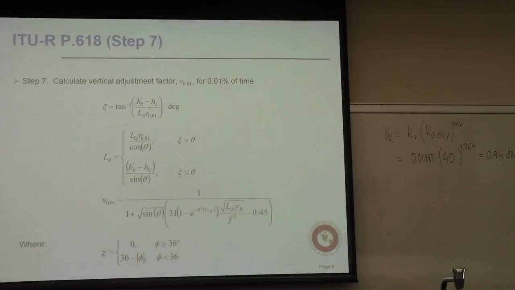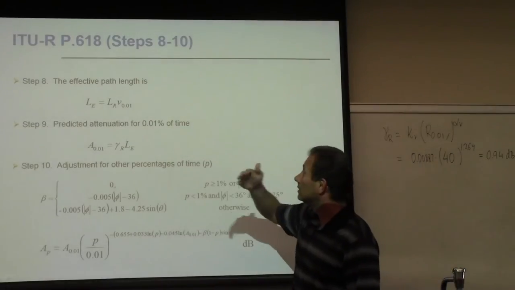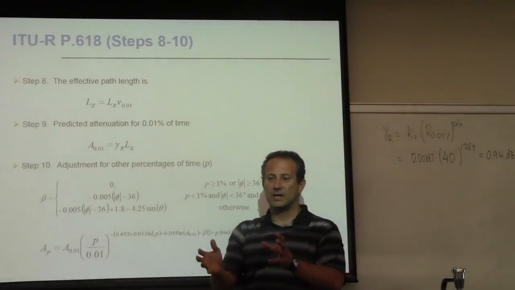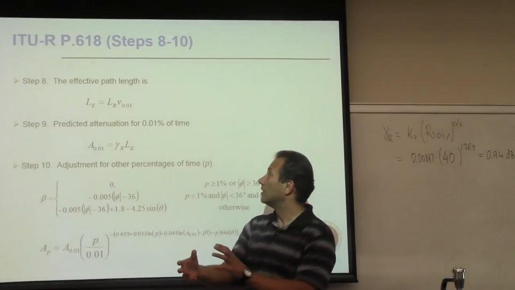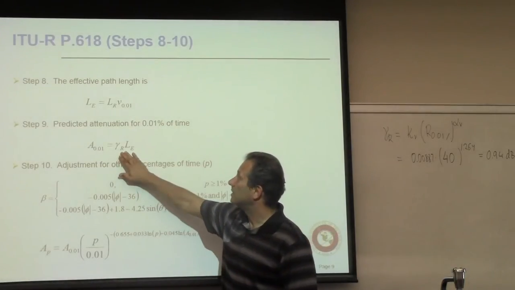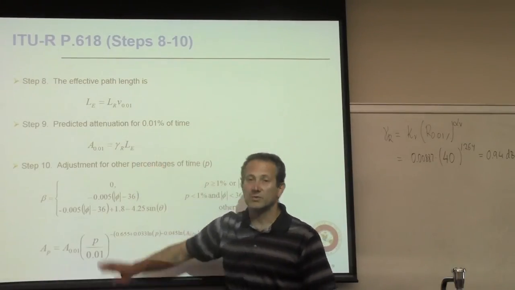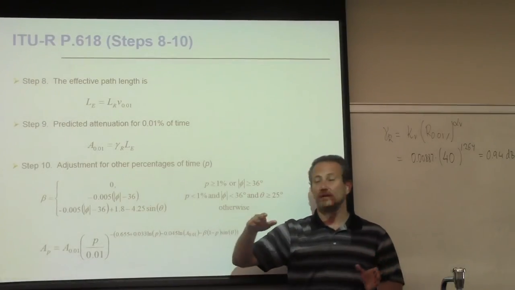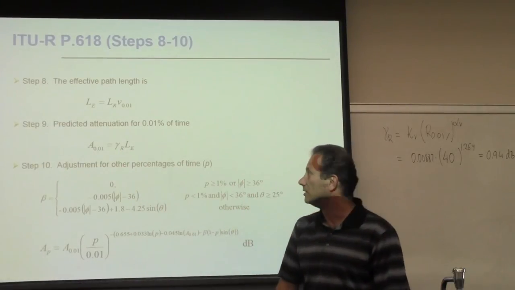And then, in the next step, your effective path is now corrected for the vertical, so you get your effective path. And that's the end of the second part. In the first part, we calculated gamma R, the specific attenuation. Now we have an effective path, and then we predict the attenuation for the 4/9 case, 0.01% of the time, as the product of the two. This is now attenuation in dB for the total path. This is in dB per kilometer. This is in kilometers. When you multiply the two, you get the total dB.